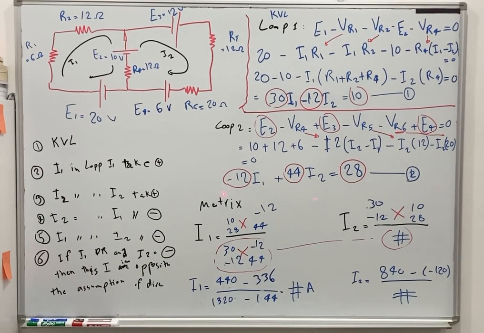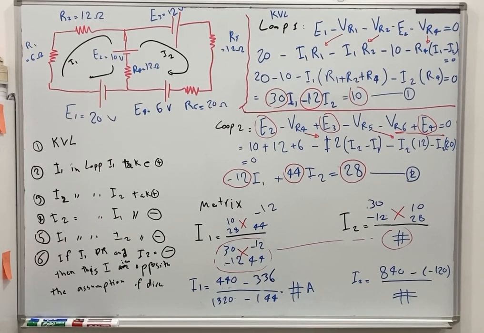Now minus 12 I1 plus 44 I2 equal 28. This is the second equation. This second equation belongs to loop 2, and the first equation belongs to loop 1. Okay, now we got 6 numbers. From here we got 3, and from here we got 3.